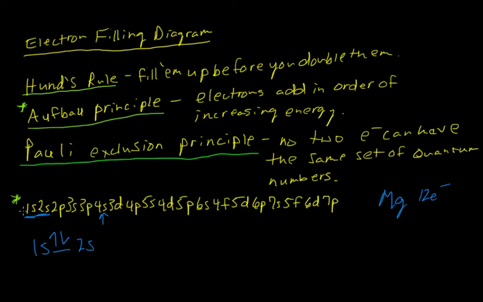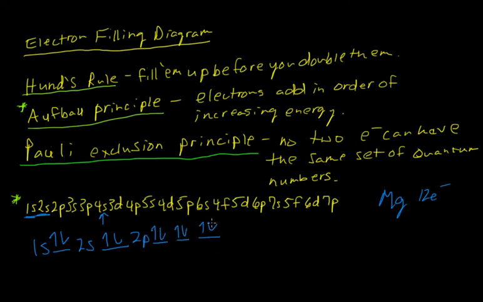Okay, so this is what we need to concern ourselves with. Once again, an s can only hold 2 electrons, so I'll draw one up and one down. And after the 2s, we have a 2p. Now, if you recall, a p can hold 6 electrons, so that means it can hold 3 pairs of electrons. So I'm going to go ahead and put up, down, up, down, up, down.